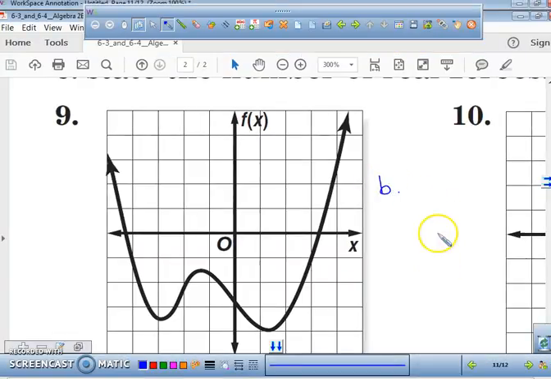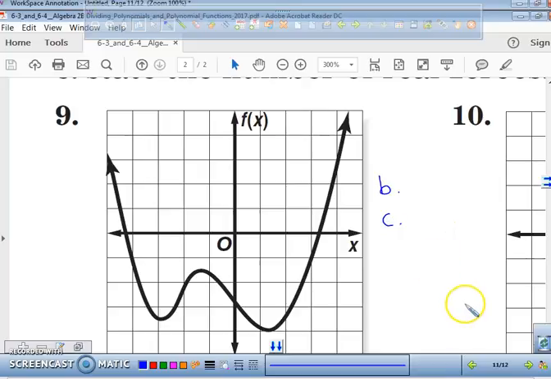And look at answer choice. I won't worry about A. Let's look at answer choice B and C. How many real zeros does this have? 2. So I'm going to go right here. It has 2 real zeros. So answer choice C for number 9 is 2 real zeros.